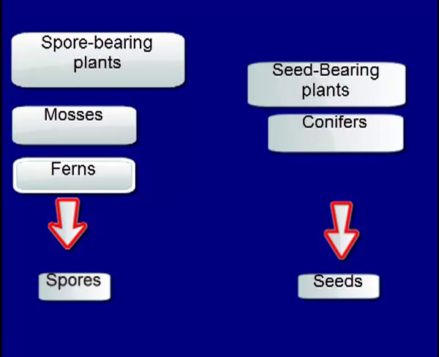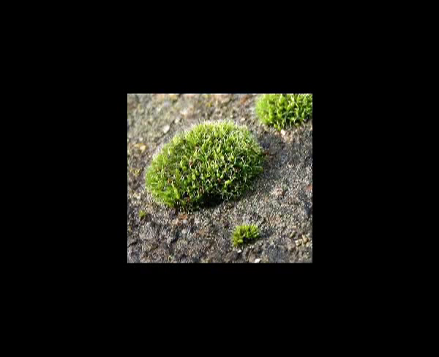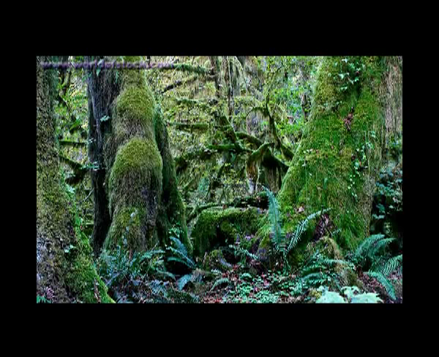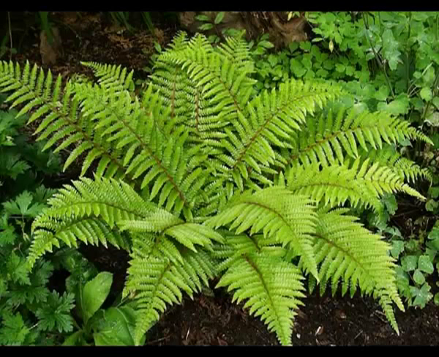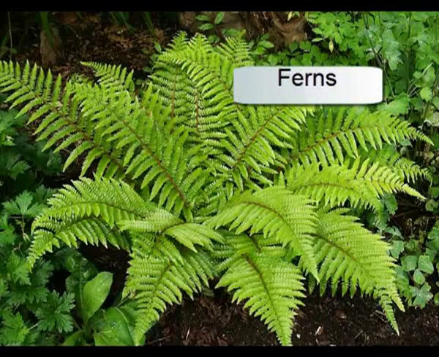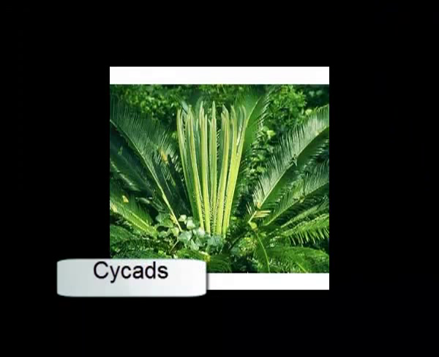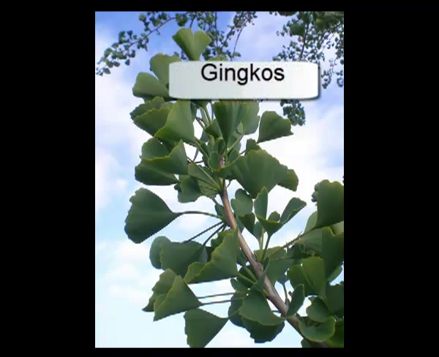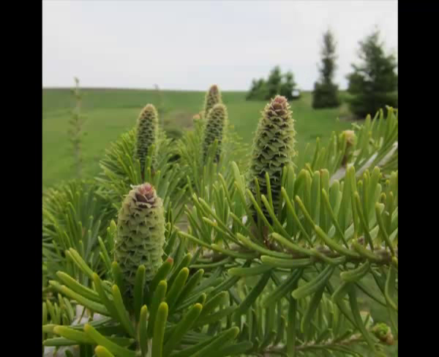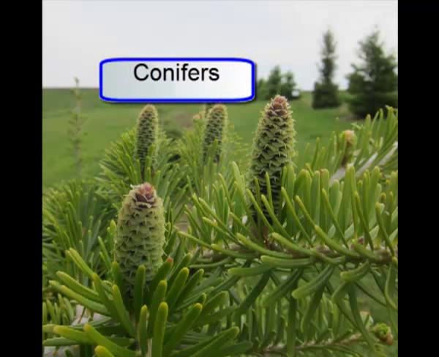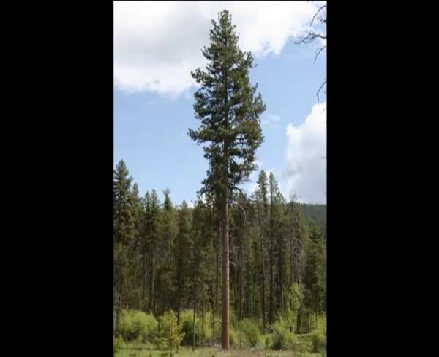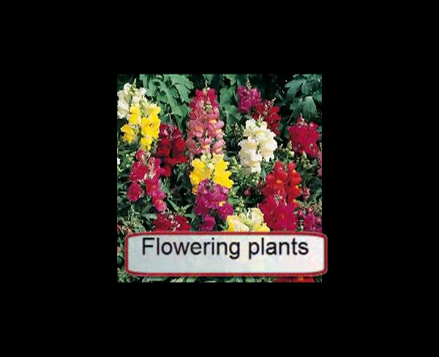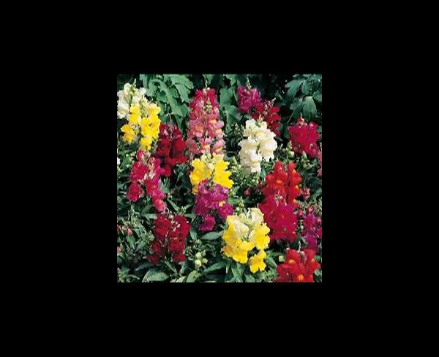There are many different types of plants, such as mosses. Mosses are small, soft plants which grow together in clumps near damp areas. Ferns. Ferns are plants that reproduce spores. Cycads. Cycads are plants that have woody and stiff trunks that have crowns and evergreen leaves. Kingos. Kingos are non-flowering plants that are living fossils. Conifers. Conifers are plants that bear cones such as a pine tree. And flowering plants. Flowering plants are plants that produce flowers or fruits.